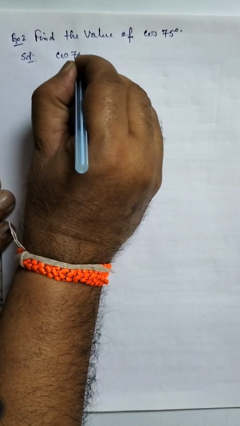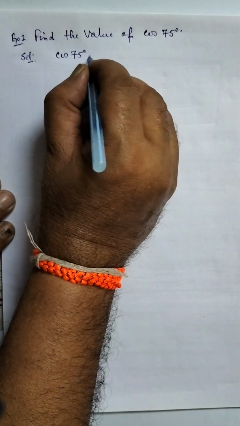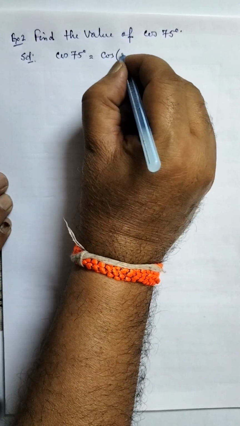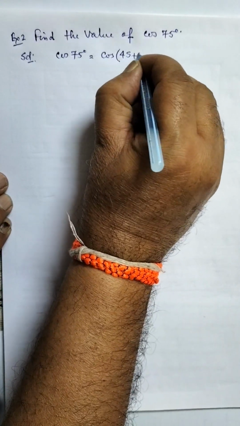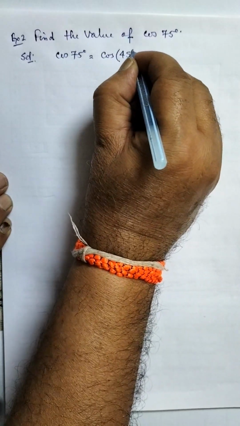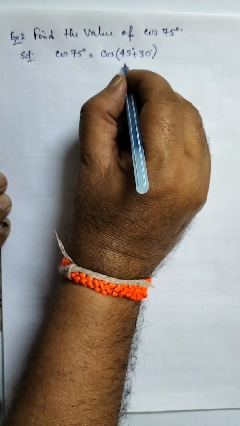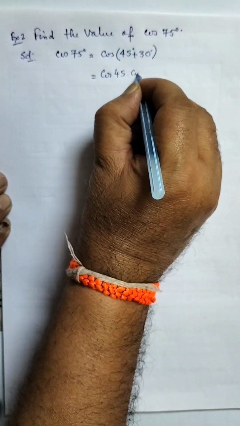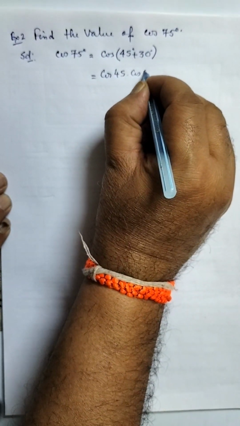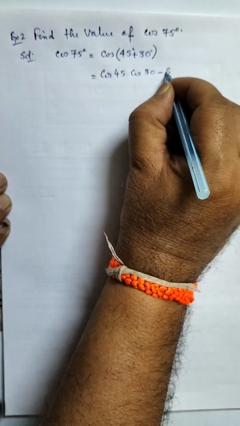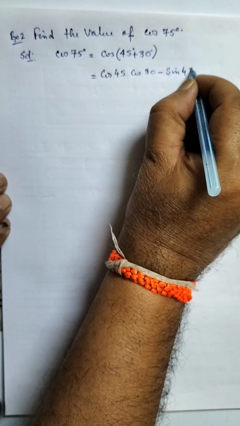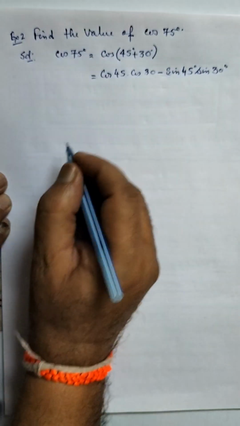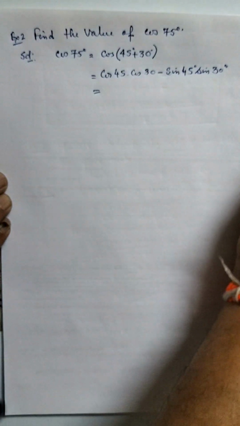cos 75 we can write as cos of 45 plus 30, and here we can use the identity cos a cos b minus sin a sin b. Use their values, standard values.